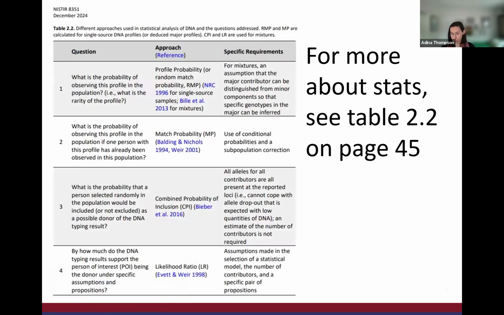So this is another place where you can dig deeper if you want to. Table 2.2 on page 45 gives you different questions about the data and the appropriate statistic to use to answer that question and any requirements that are necessary in order to use that kind of statistic. So we're not going to dig in, but if you want to, especially if you have a case where this is appropriate, this is another place where you might be served to dig into the report.